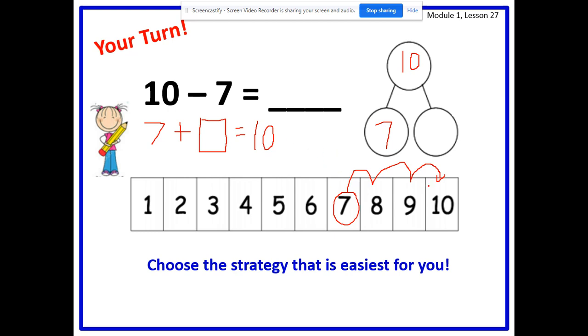How many times did we hop? Get ready. Yes, 3. So 3 is our unknown part. Go ahead and circle or box your unknown part. And now we know that 10 minus 7 equals 3, or 7 plus 3 equals 10. And that is how we identify the most efficient strategy.